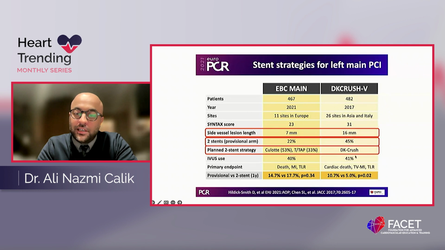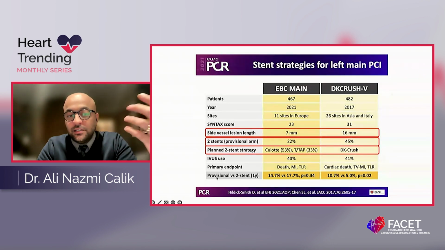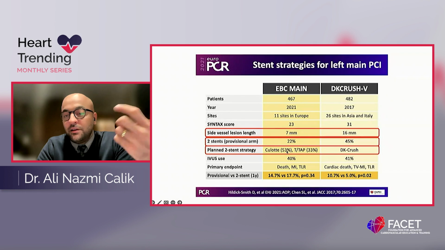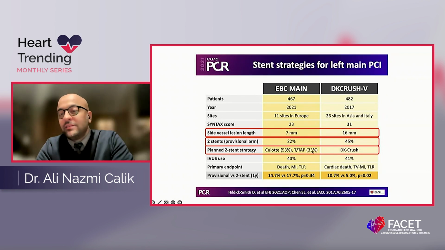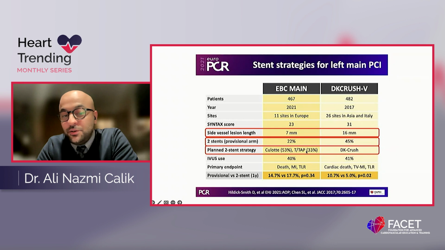And of course, in DK Crash 5, the systematic two-stent strategy was DK Crash. But in the EBC Main, as in European daily practice, half of the patients received culottes, and one third of the patients received T or TAP. These are really significant differences.